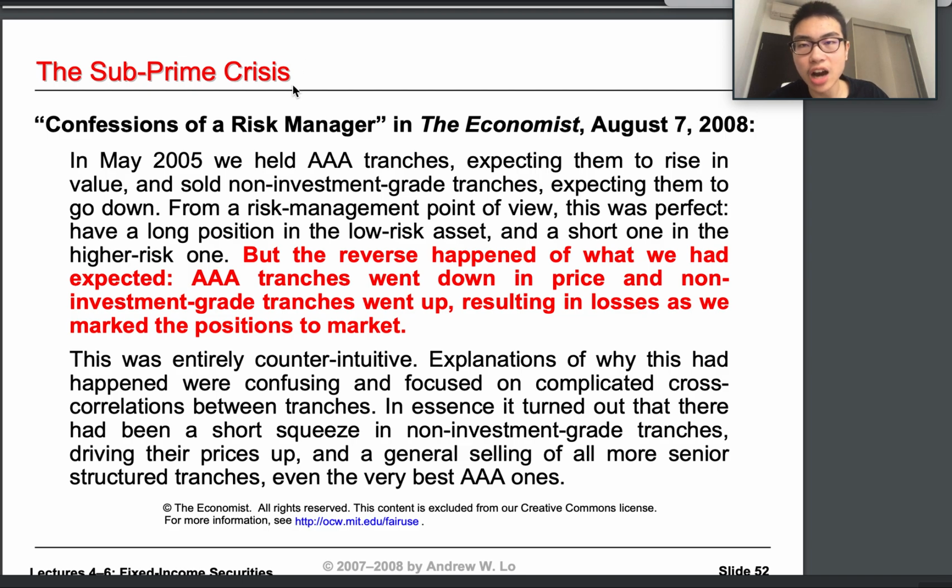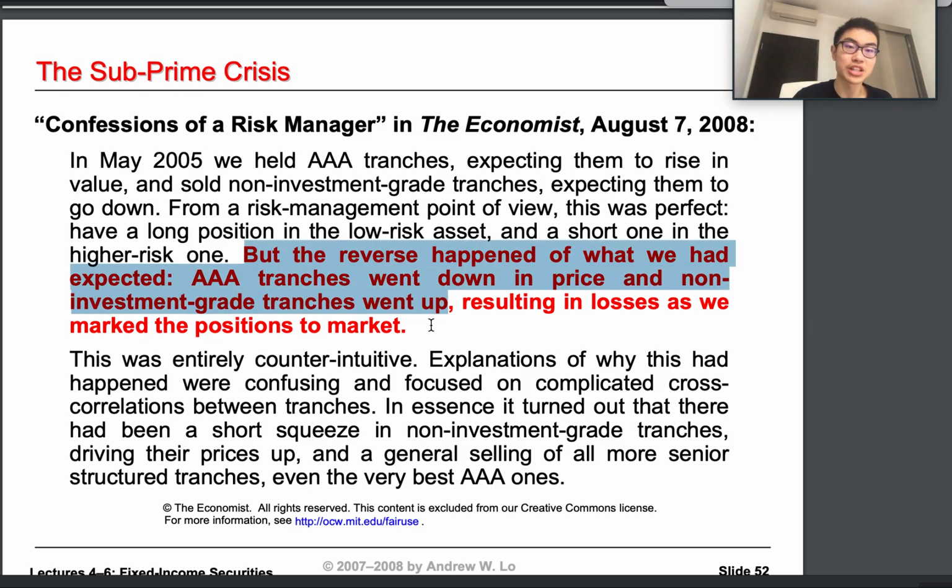Okay, now continue with the quote. In May 2005, we held AAA tranches, expecting them to rise in value, and sold non-investment grade tranches, expecting them to go down. From a risk management point of view, this was perfect: a long position in the low-risk asset and a short one in the higher-risk one. But the reverse happened of what we had expected. AAA tranches went down in price and non-investment grade tranches went up, resulting in losses as we marked the positions to the market. So now it's getting interesting.